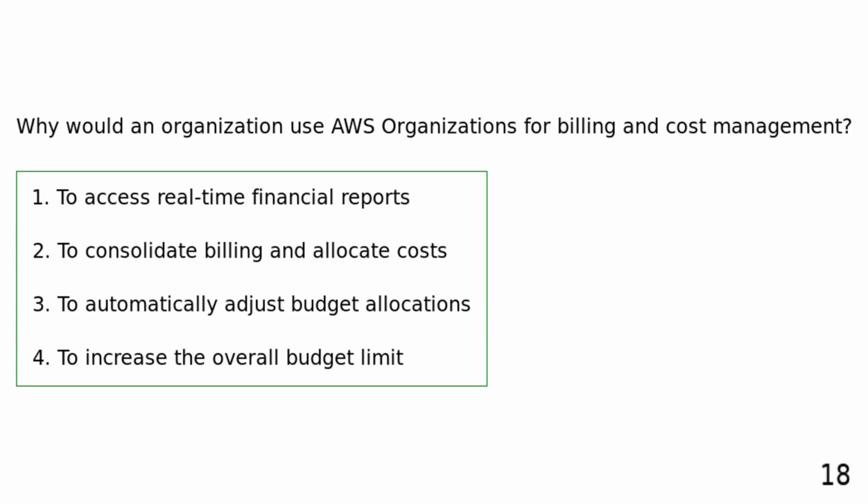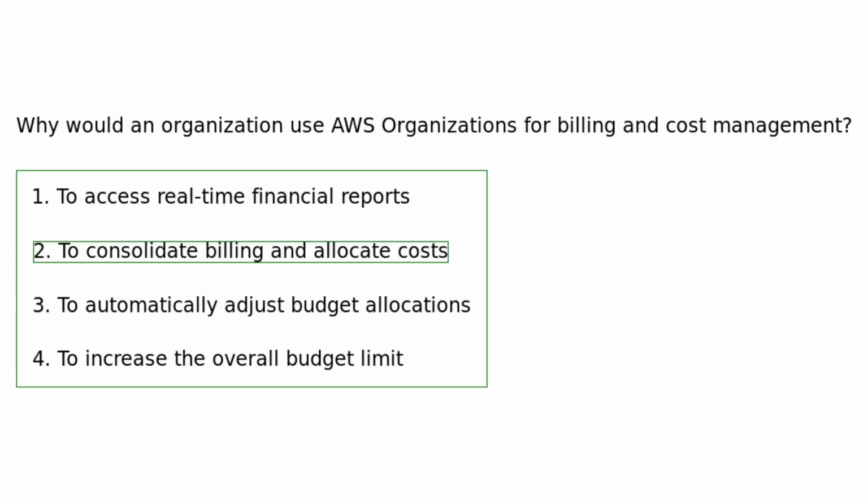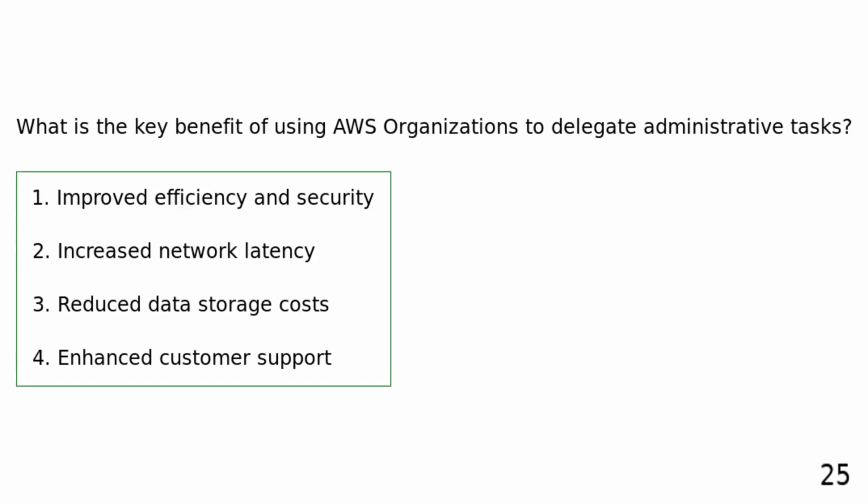To access real-time financial reports. To consolidate billing and allocate costs. To automatically adjust budget allocations. To increase the overall budget limit. AWS Organizations provides features for consolidating billing from multiple accounts in an organization, making it easier to allocate costs and manage budgets effectively across the organization. What is the key benefit of using AWS Organizations to delegate administrative tasks?